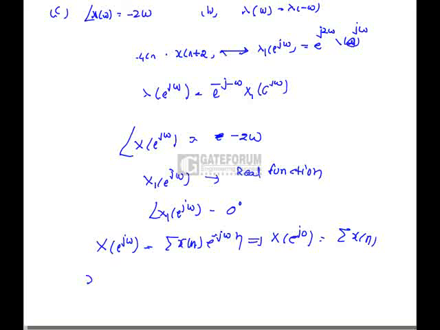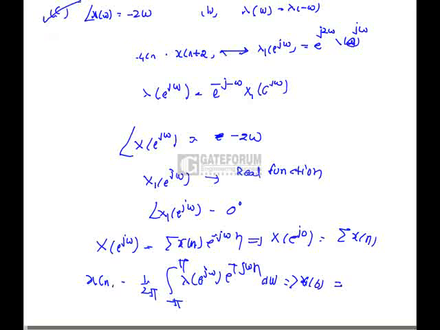Here x of n equals 1 by 2 pi, integral from minus pi to pi of X of e power j omega times e power j omega n d omega. Here x of 0 is nothing but 2. It is going to be 4 pi. Hence option B is also not true. Hence option C is the only correct option from the given explanation. Hence C is the correct option.